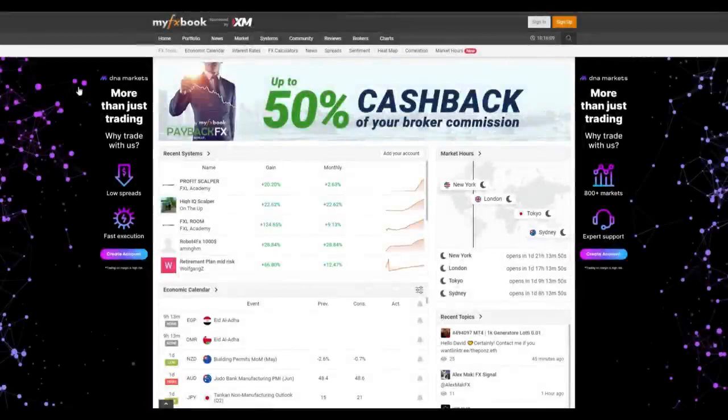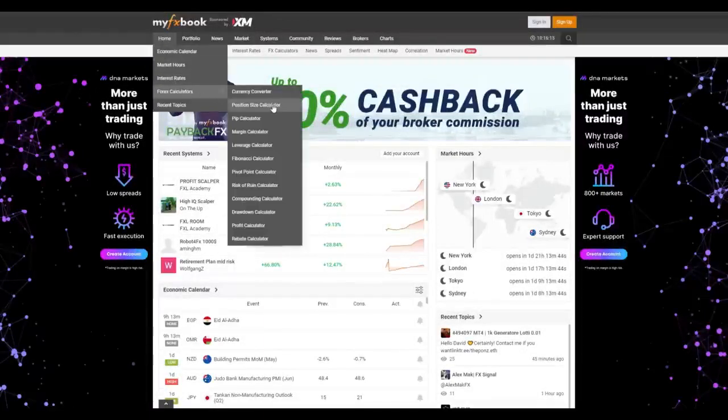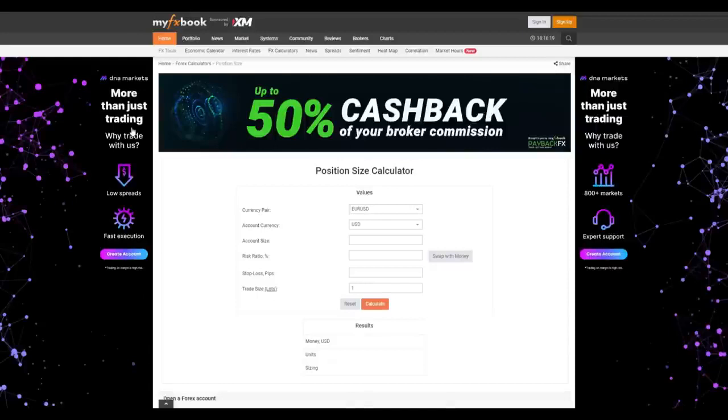To use this tool, go to myfxbook.com, and from the Home tab, select the Forex calculators and position size calculator. Here, you will be able to calculate your lot size. Imagine we want to trade the pound CAD.